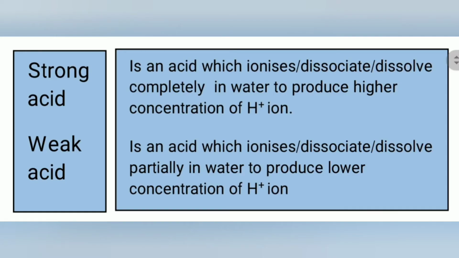The lower the pH value, the higher the degree of ionization in water, the stronger the acid. But the higher the pH value, the lower the degree of ionization in water, the weaker the acid.